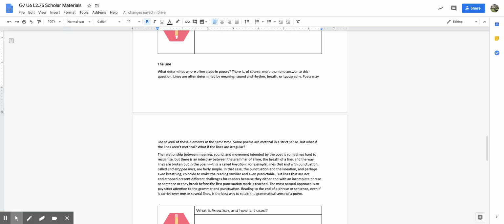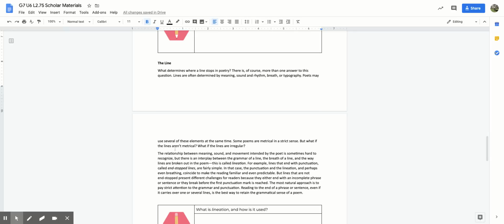Some poems are metrical in a strict sense. But what if the lines aren't metrical? What if the lines are irregular? The relationship between meaning, sound, and movement intended by the poet is sometimes hard to recognize. But there is an interplay between the grammar of a line, the breadth of a line, and the way lines are broken out in the poem. This is called lineation.